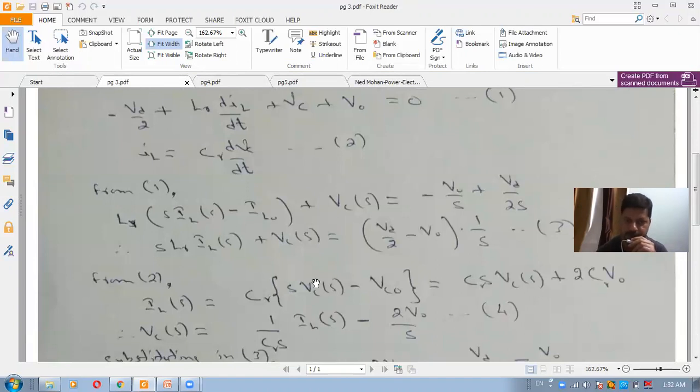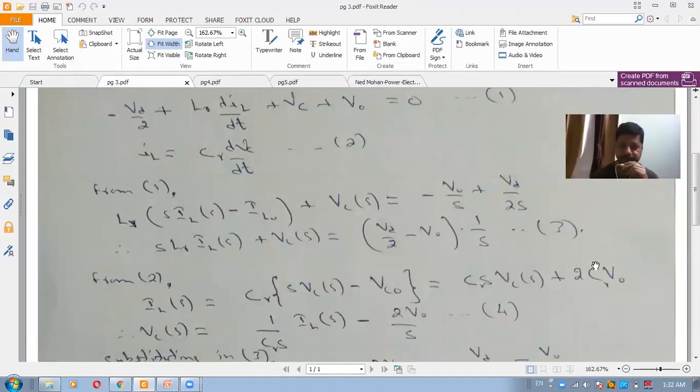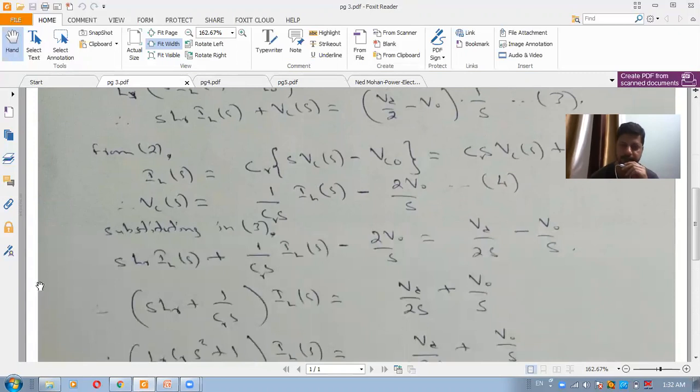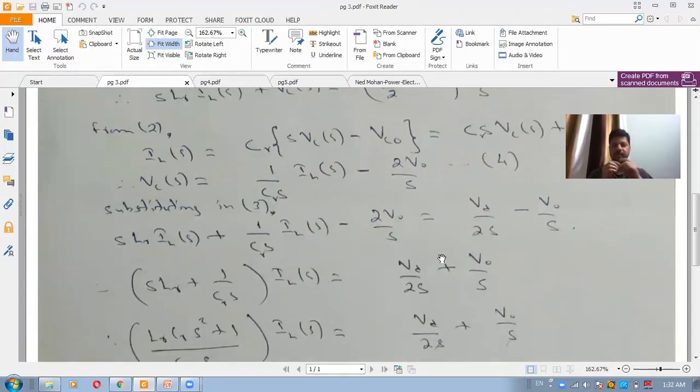If we substitute this value of Vc of S back in equation number 3, we get this equation. We can keep IL of S on the left hand side. I think we have seen this when studying the basic resonant circuit concepts. I could have used those equations directly, but instead of using them directly, I'm once again deriving them. Okay. So the left hand side becomes SLR plus 1 upon CR of S into IL of S, that is equal to Vd by 2S.